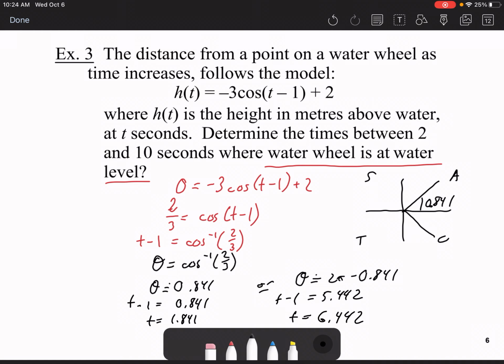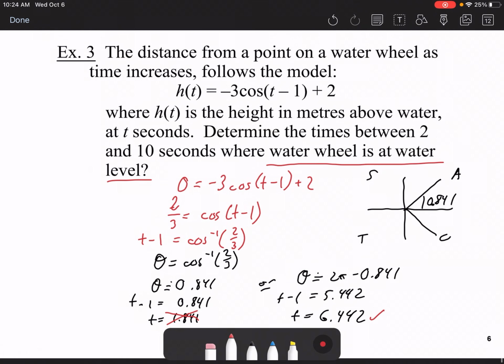Now, we only wanted to find out the times between 2 and 10 seconds. Well, our first answer actually doesn't fit in that domain. The second one does. The question is, are there any others? Well, the period for this function is 2 pi, because this doesn't have a horizontal stretch or compression. So if we take 1.841 and we add 2 pi, we'll get another possible solution for a value for t, which is 8.124. So this will occur at these 2 times. And thus concludes this lesson.